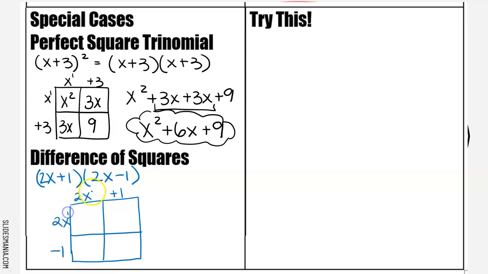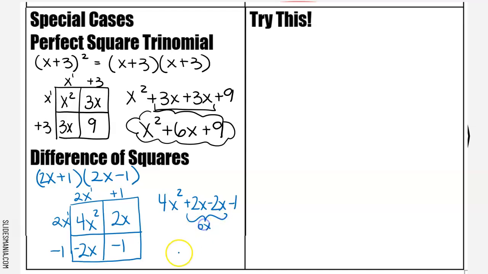This is going to give me 4x to the power of 2, 2x, negative 2x, and negative 1. This time, when I add all those together, the middle two terms cancel out or add to 0x, so I get 4x squared minus 1.